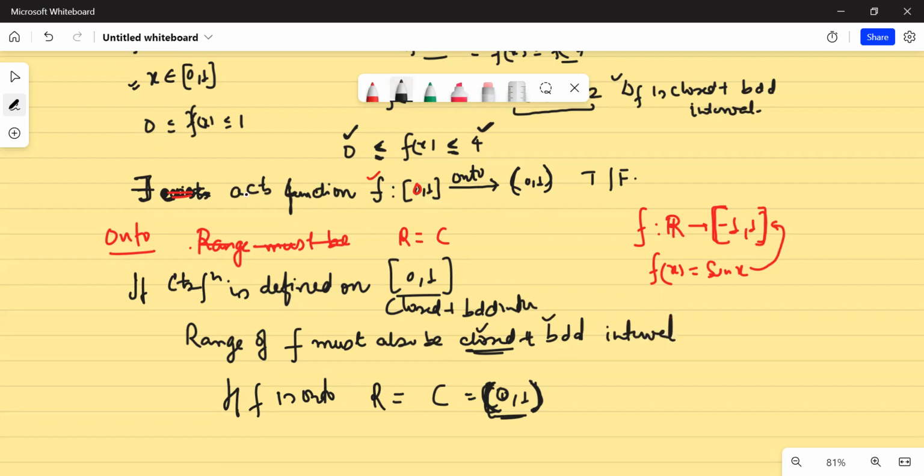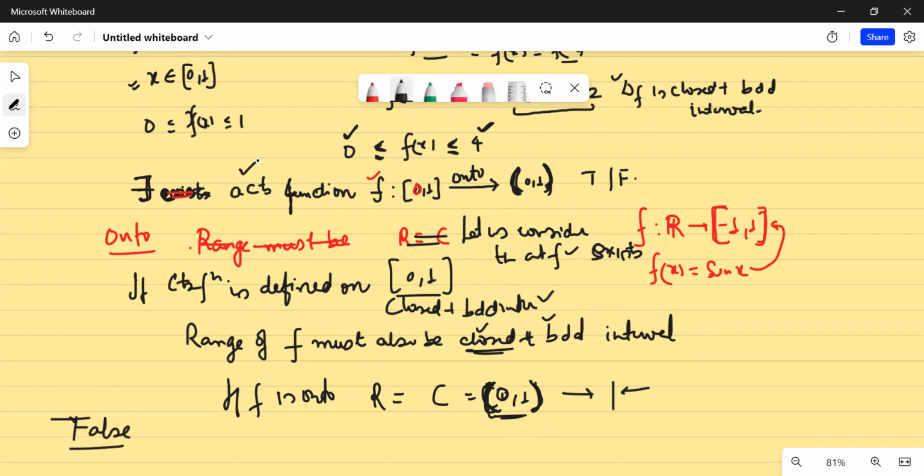If I'm saying there exists a function f defined from the closed interval 0, 1 onto this, it implies that your range must be equal to the codomain. Let us consider that such a function exists. Then the range of that continuous function must be a closed and bounded interval. But what is this? This is an open interval. So here you arrive at a contradiction. Therefore, there does not exist any such continuous function. So the answer is false.